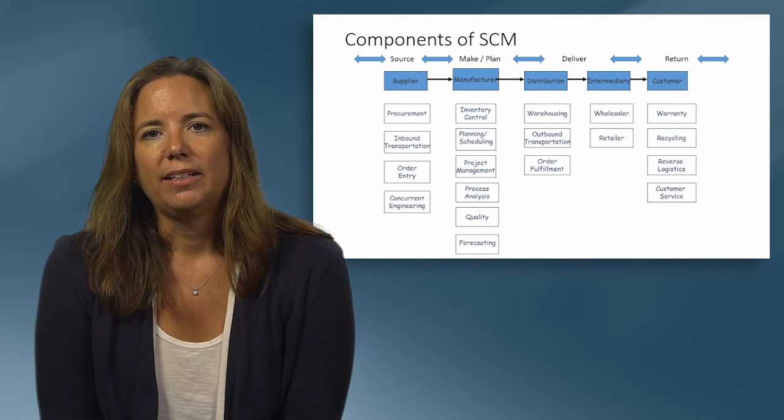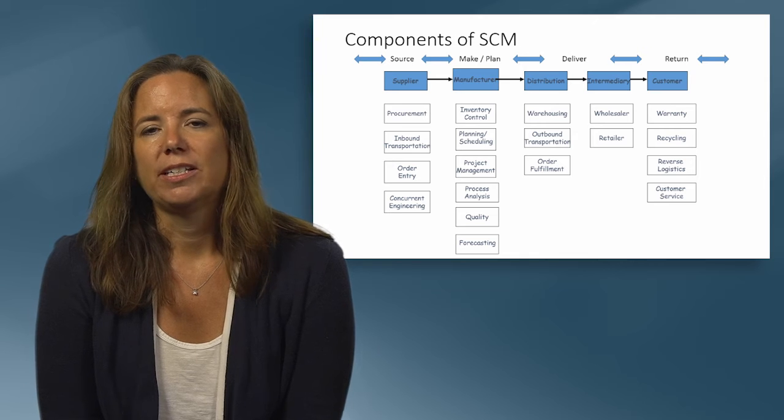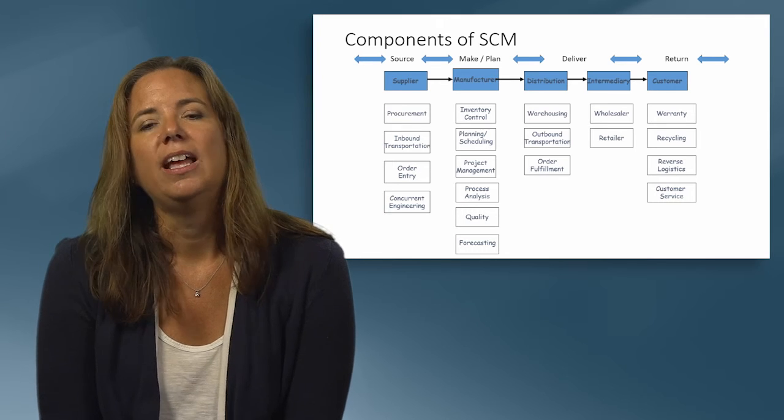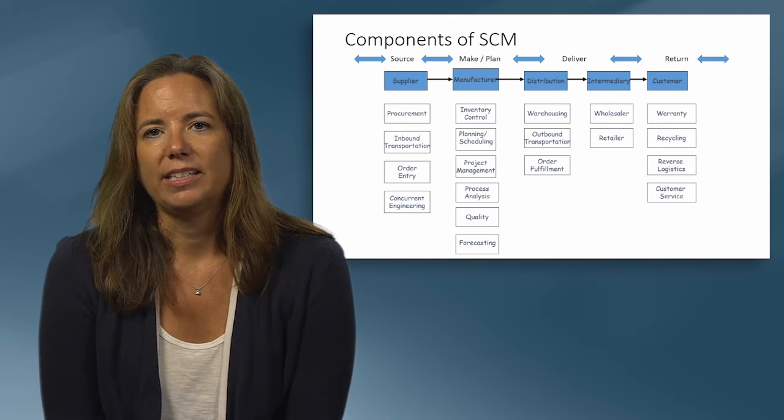Deliver in the SCORE model is going to include the next two parts of our supply chain, distribution and intermediaries. So basically we're looking at things such as warehousing, transportation, getting the products out towards the customer.